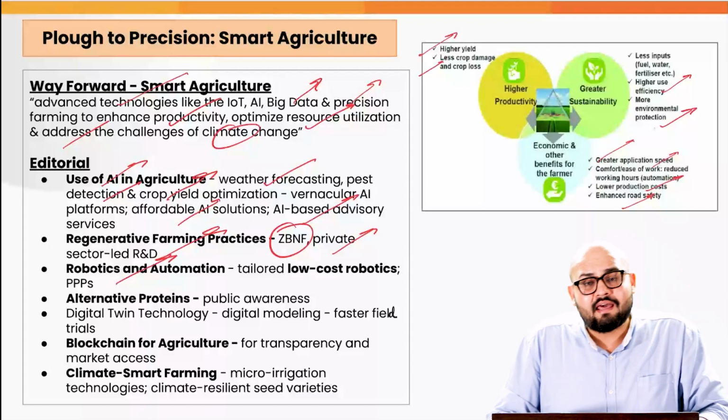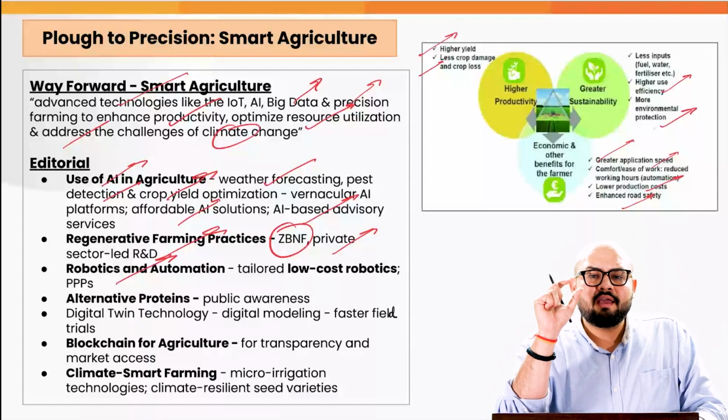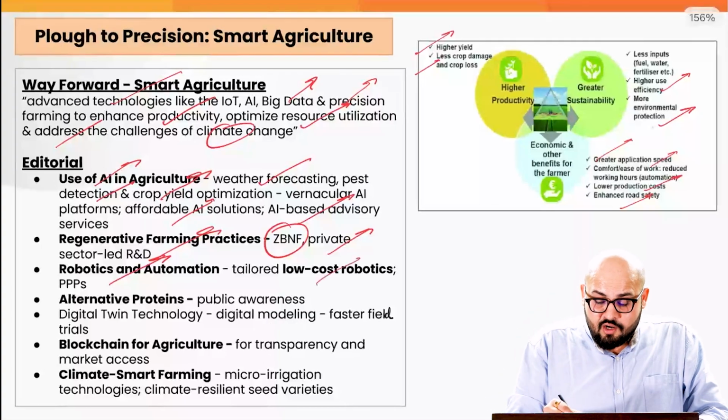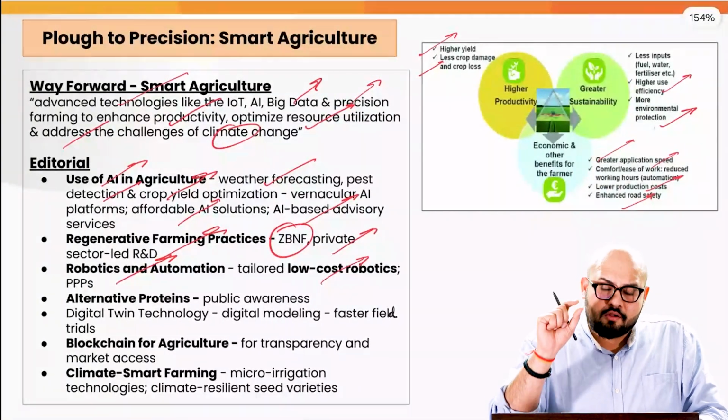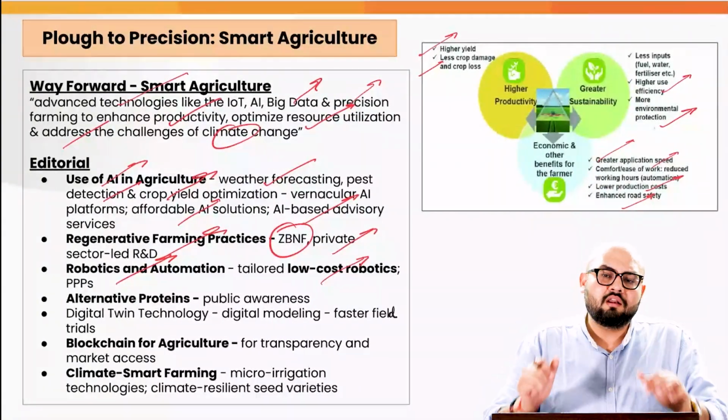Next is robotics and automation, very important. We need to make those products which are tailored for these smaller farmers, right? So that they are also low cost and can be applied in that small land holding.